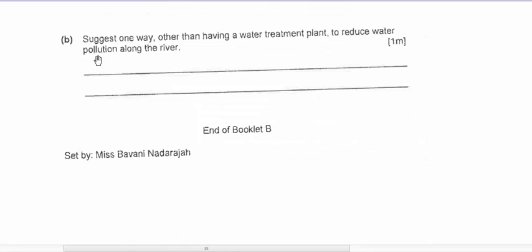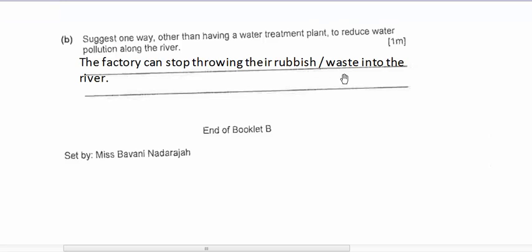Now, the last question is supposed to suggest one way other than having a water treatment plant. Now, the water treatment plant is basically to reduce water pollution along the river. So what is one other way to do that? Well, very simply, it's responsibility on the side of the farm as well as the factory. So the factory can stop throwing their rubbish or waste into the river, or you can talk about the farm as well, where farms can use less chemical pesticides. Okay?